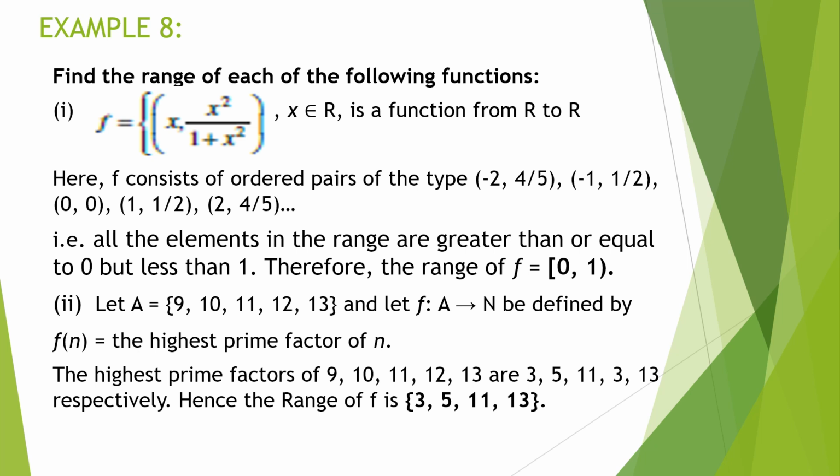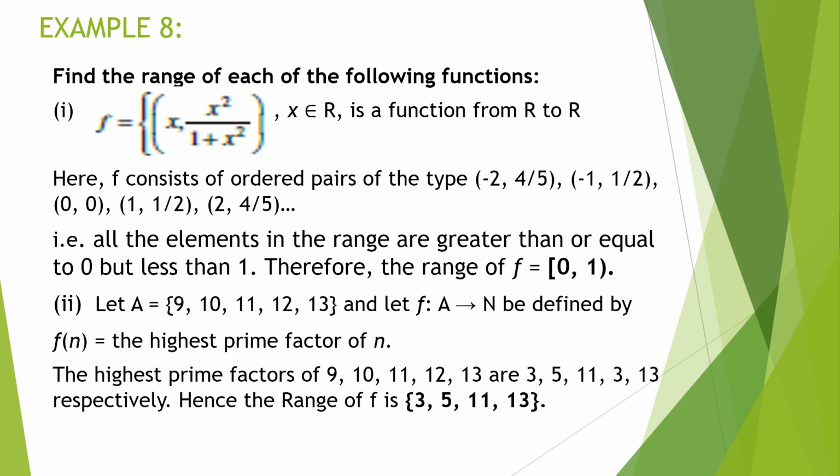Next important example, find the range of each of the following functions. f is a function given by the set of ordered pairs of the type (x, x square upon 1 plus x square), x belongs to R. Now we know that x square will always be greater than or equal to 0 and 1 plus x square will always be greater than x square. So x square upon 1 plus x square will always be less than 1.